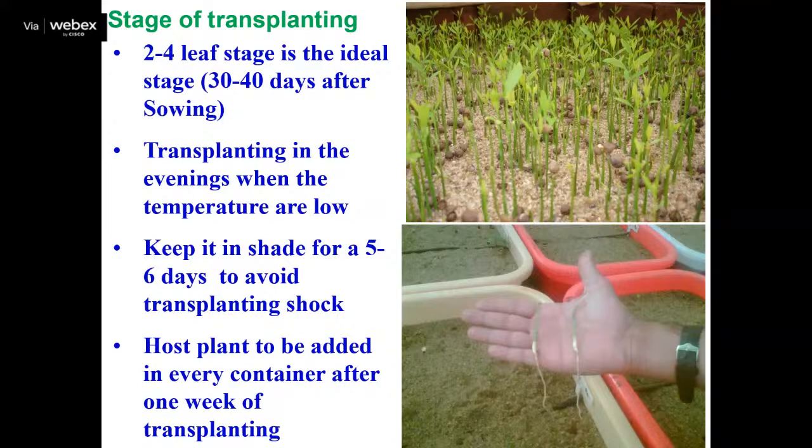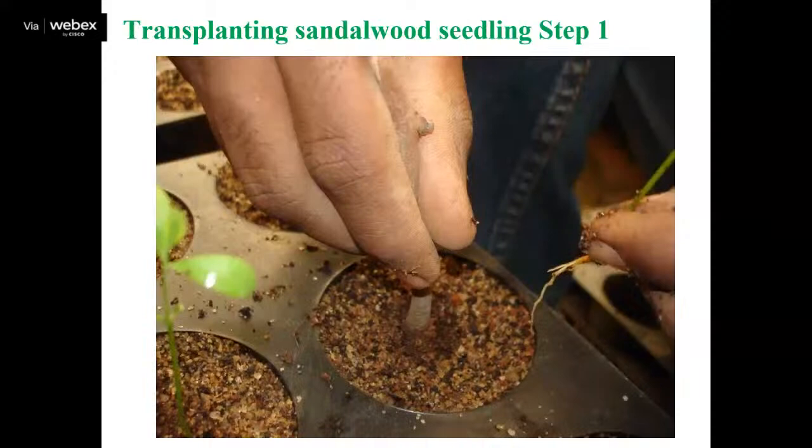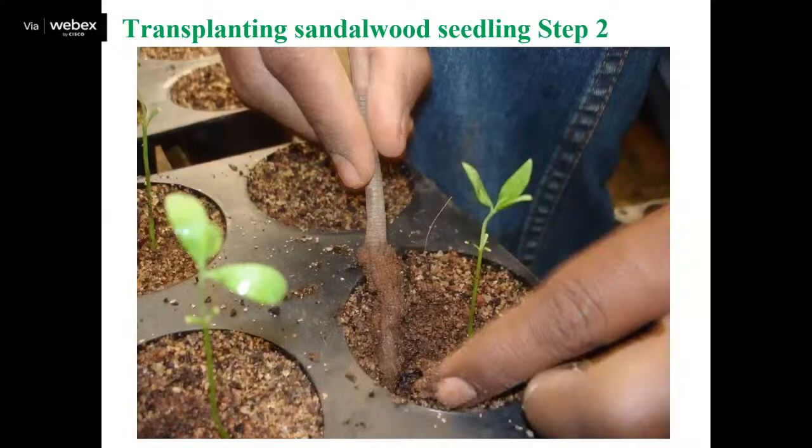Host plants are added after 1 week of transplanting. To avoid fungal infection, a gentle dip in 0.5% Bavistin, or 0.1%, is more than sufficient. A gentle dip is enough. Here it is mentioned as 5 minutes, but a gentle dip with the Bavistin is more than sufficient. The seedlings are transplanted into the root trainer by making a small prick in the center of the root trainer or polythene bag, and the seedlings are inserted into that and closed. The handling should be very gentle. While doing it, there should not be any damage to the root portion or seedling.